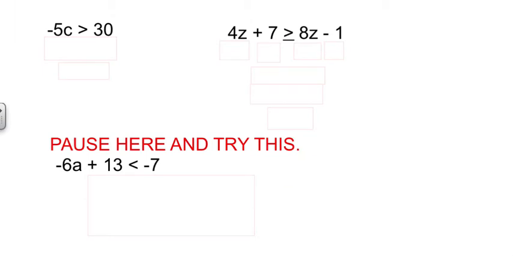So let's do a couple of these. We have negative 5c greater than 30. To get c alone, we have to divide by the negative 5. Dividing by negative 5, I heard divide by negative. That tells me to flip my sign around, so the greater than becomes a less than. And then 30 divided by negative 5 is negative 6.